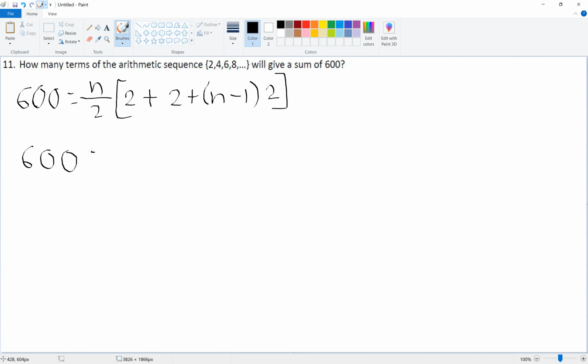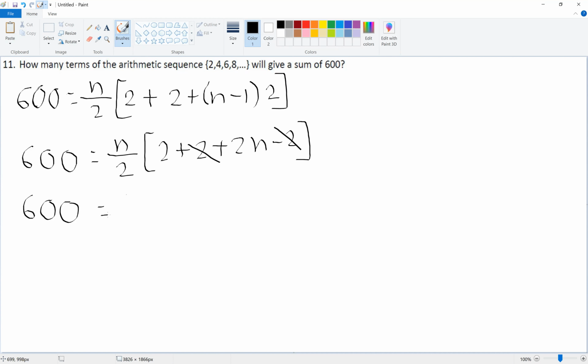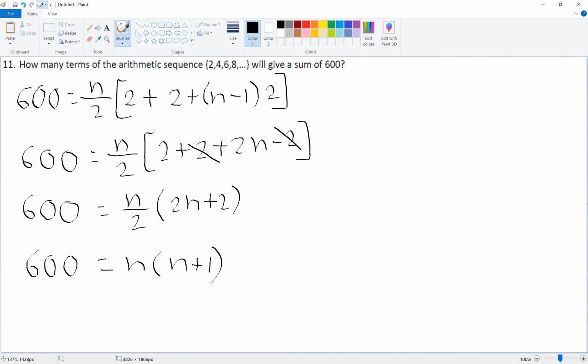If you multiply it out, 2 plus 2n minus 2, so it's just 2n plus 2. And we can take one of the 2's out. So the answer is n times 1 plus n.